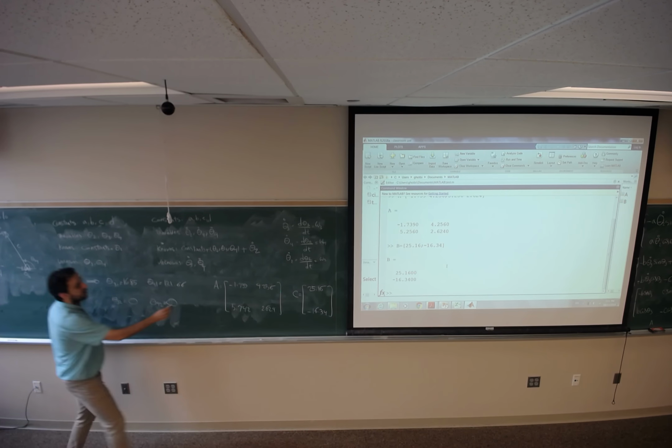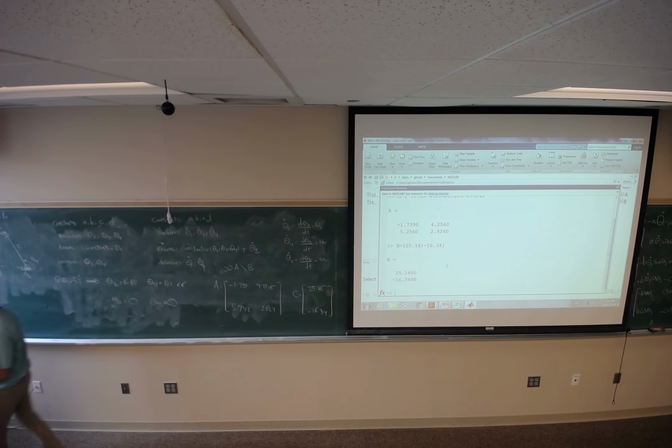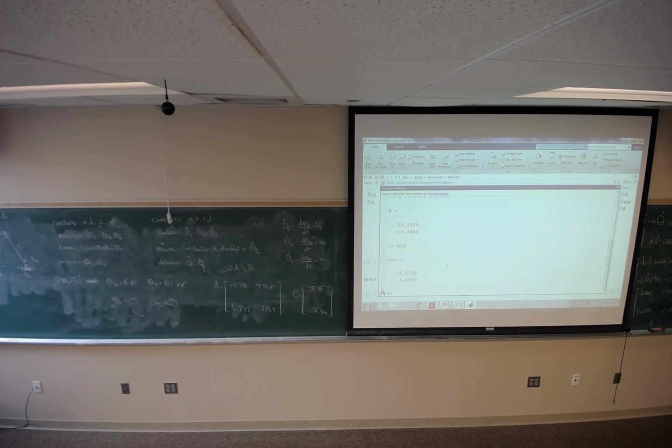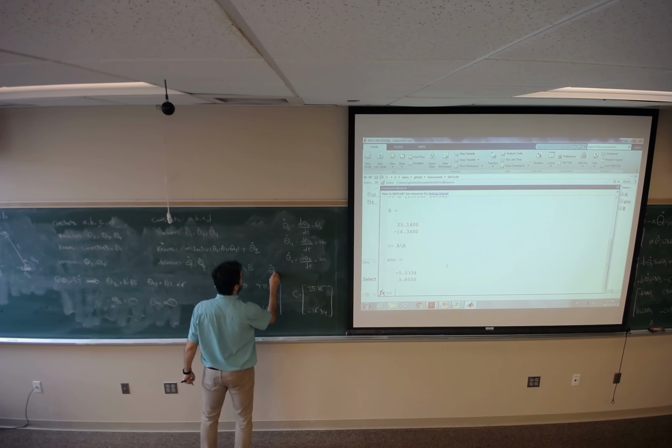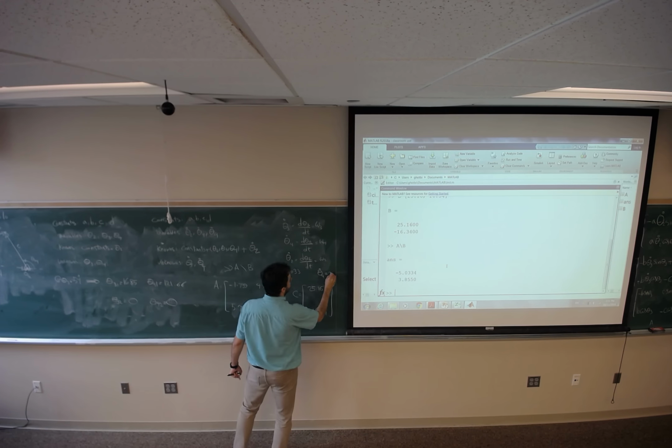The command that you should use is A / B. It's going to give you two values. First value is for theta dot 3, second value is for theta dot 4. So you can report theta dot 3 at negative 5.033, omega 4 at 3.855.